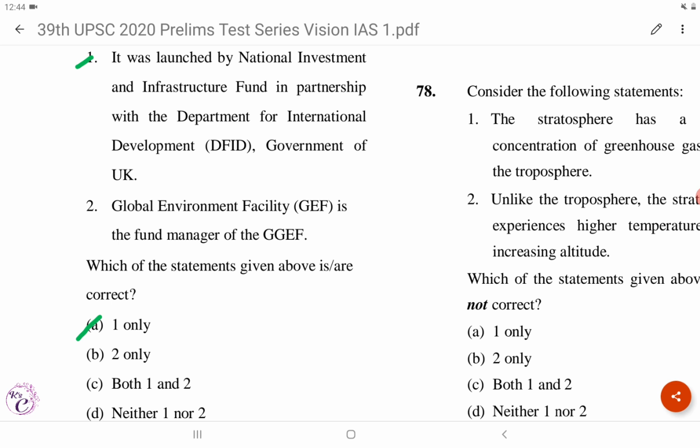The Green Growth Equity Fund GGEF is a joint UK-India fund specifically designed to promote sustainable energy projects. The fund, established in 2018, is focused on identifying, investing and supporting growth in zero carbon and low carbon energy solutions in the country. GGEF was established with anchor investment from India's National Investment and Infrastructure Fund, NIIF, and the Department for International Development, DFID, Government of UK. Hence statement 1 is correct.